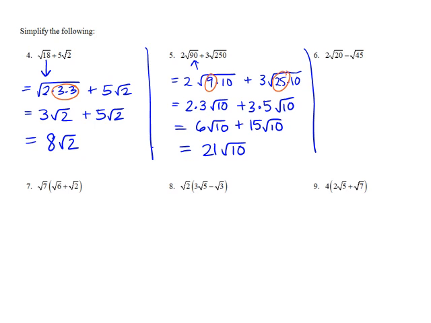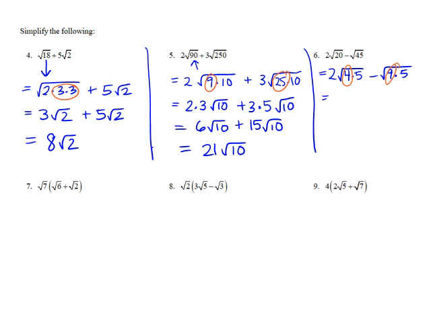One more example similar to this. The square root of 20 has a 4 in it. 4 times 5. 4 is a perfect square. We're going to be able to take that out. And then 45 has 9 times 5. So again, we have two perfect squares that we can simplify out.